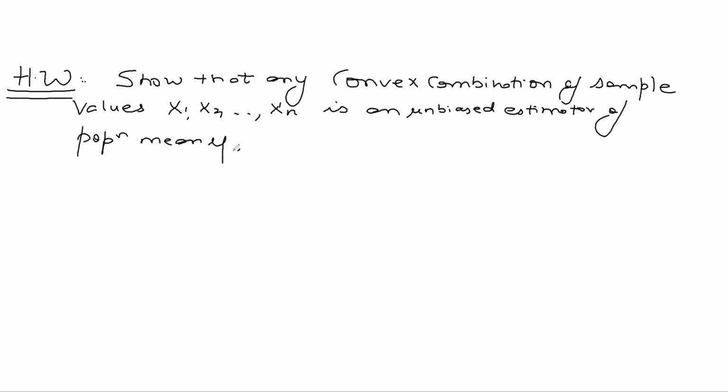So I want all students to solve this question at home. We need to show that if we take a convex combination of the sample values, now I give you a hint. Convex combination means that all the coefficients of the xi's should sum up to 1. All students should know about convex combination. All the coefficients of xi should sum up to 1. So we need to show that the convex combination of the sample values is an unbiased estimator of the population mean mu. So I would request students to try this question at home and get back to me.